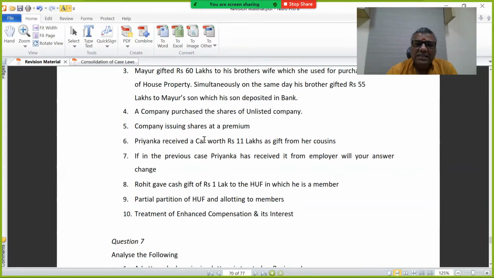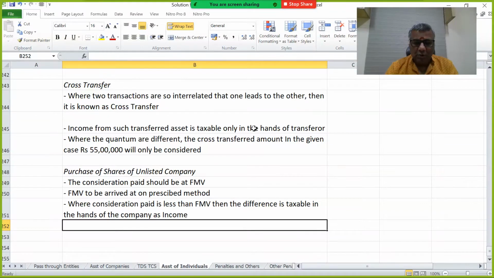Priyanka received a car worth rupees 11 lakhs as gift. Please understand, car is not a specified movable asset. Company issuing shares at a premium. Question number, okay.